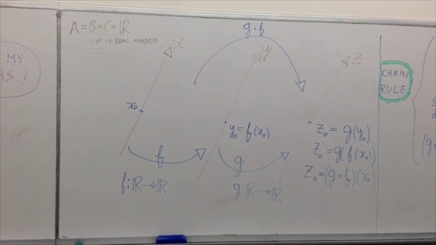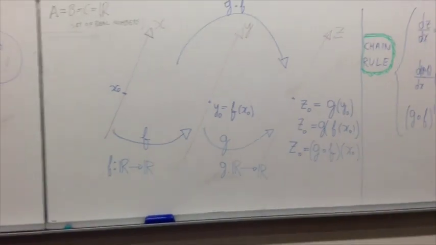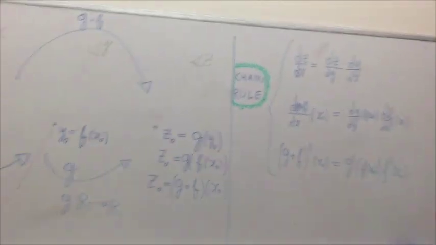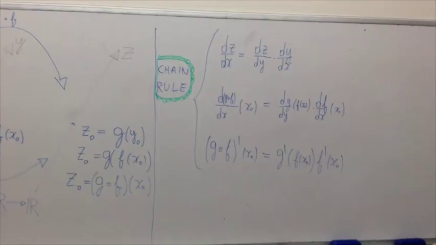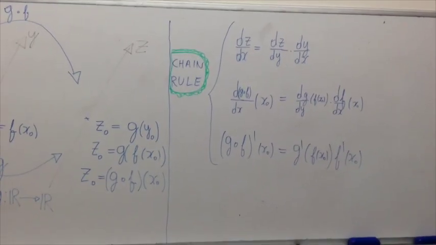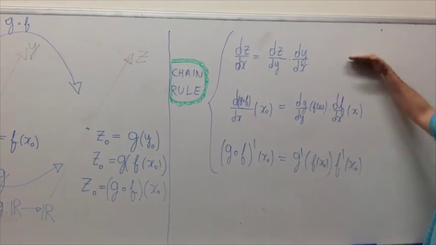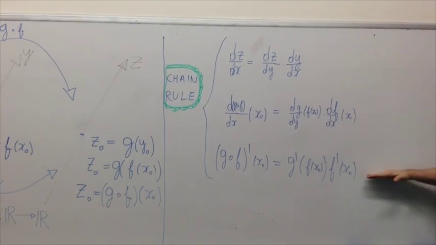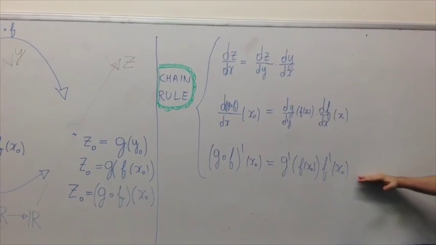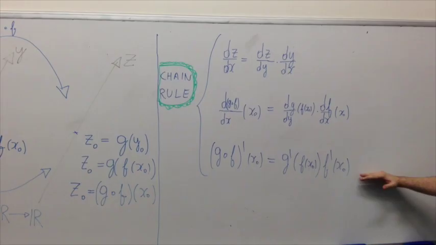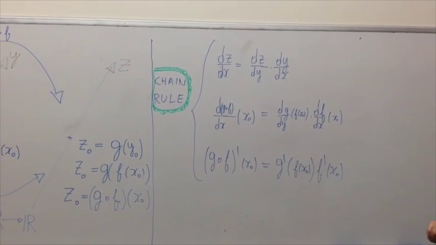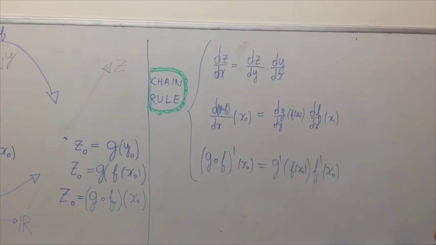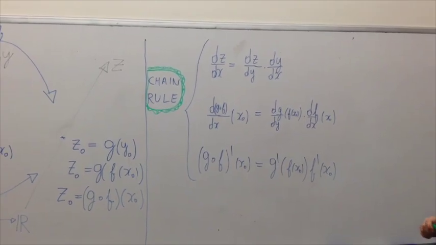Now, what's the derivative of the composite function? How can we calculate the derivative of the composite function if we know the derivatives of f and g? Well, I use the chain rule, and I have three formulas, but this is the same equation written in three different ways. Okay? Remember, z is g calculated at f calculated at x.